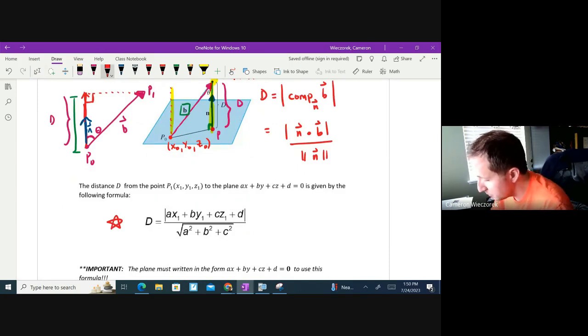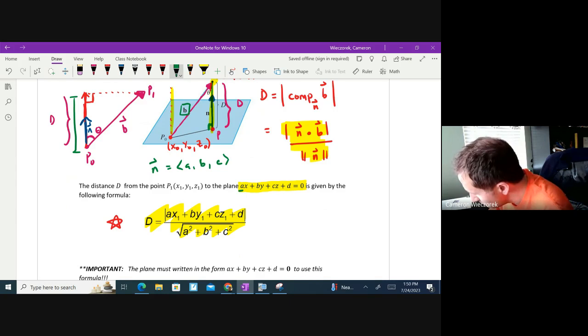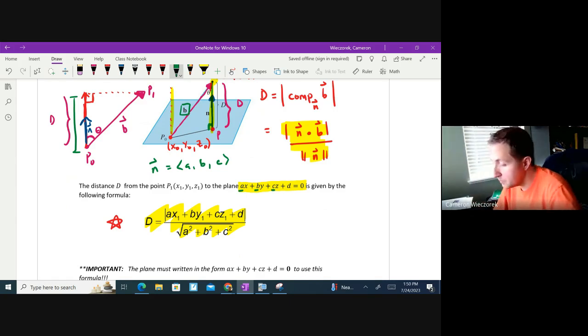So the distance d from the point P1 to the plane, let's say that this plane in blue up here is given by the equation ax plus by plus cz plus d equals 0. If we want to measure the distance from P1 to that plane, let's start here and see how we can work our way to what we have down here. Let's say that the normal vector has components A, B, and C, which I know because the plane that I'm measuring to has coefficients A, B, and C. So that's going to be the coefficients of my normal vector.